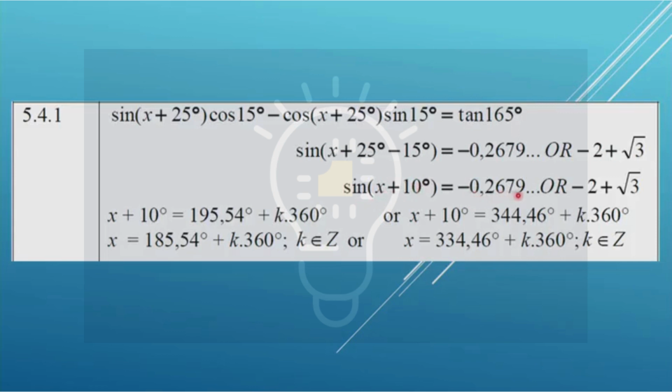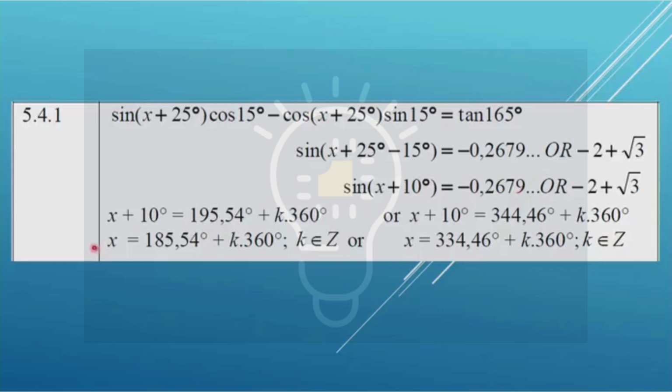Now we launch forth using the general solution formulae. The general solution for sine indicates the following. Here we have our reference angle. Now remember, we have to use on the calculator the positive of this, right? You learned that in grade 11. You can't use the negative. You use the positive value, and then we get a value. So there we have x plus 10 degrees is equal to 195,54 degrees plus k 360.